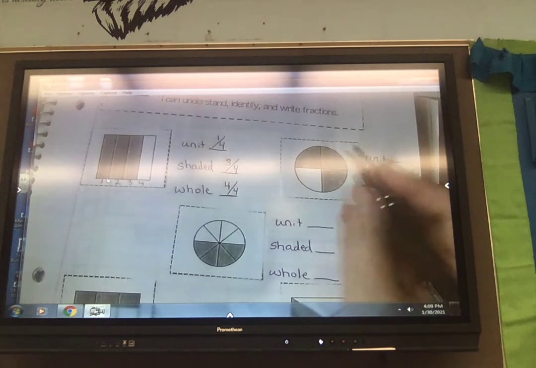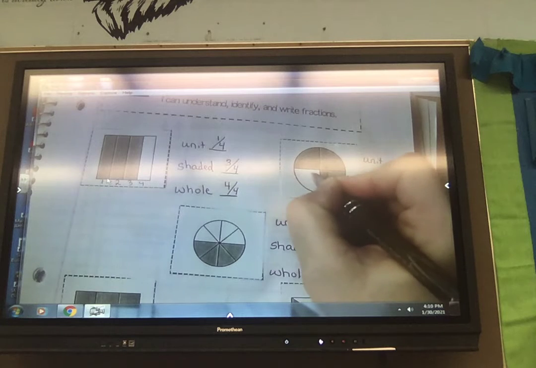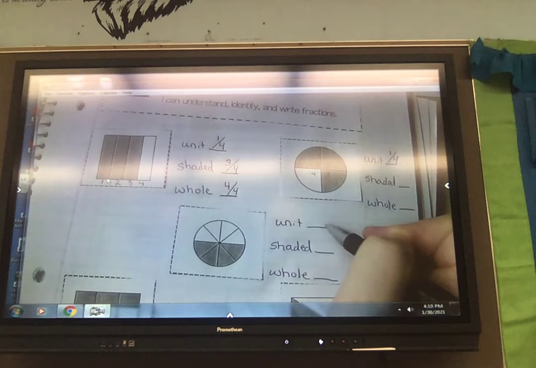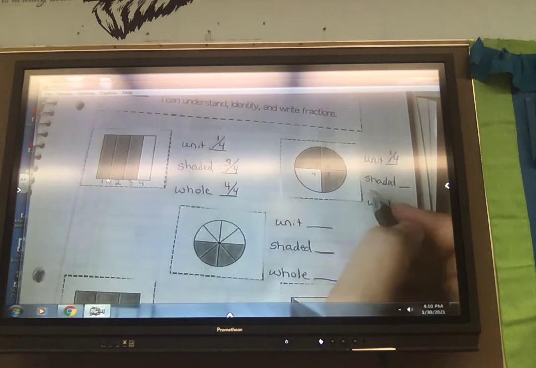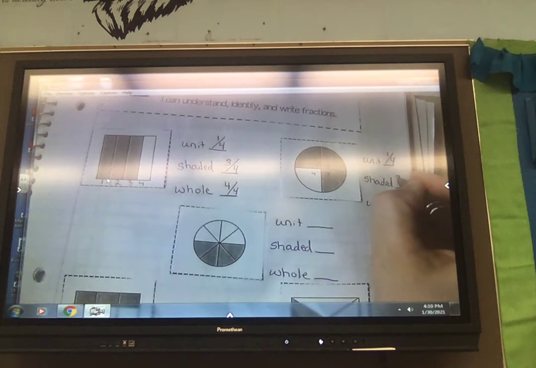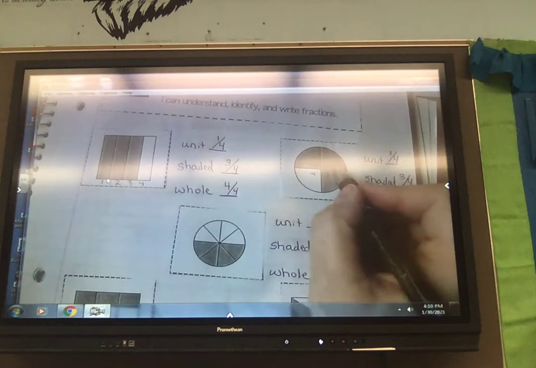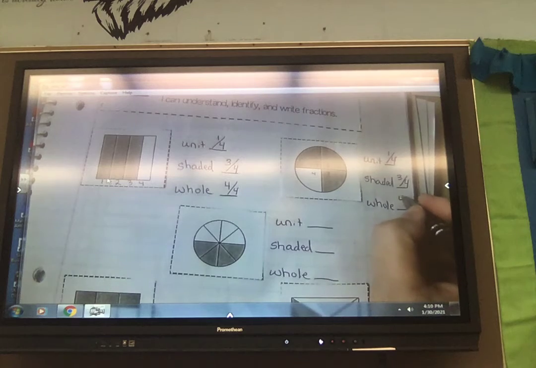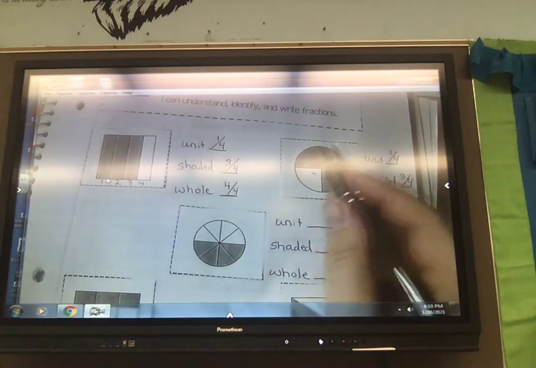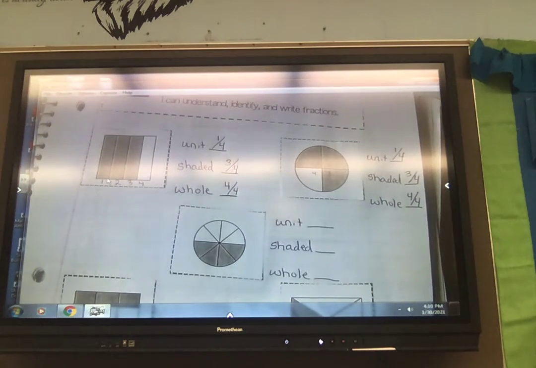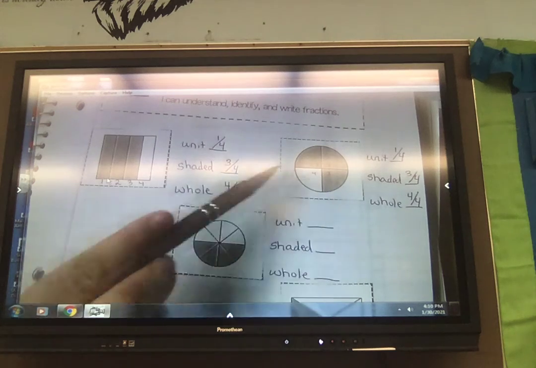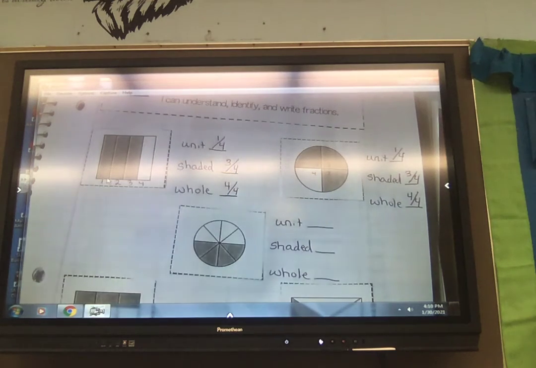My unit fraction on the circle is also 1/4 because there are 4 total pieces. My shaded fraction on the circle is also 3/4 because 3 of the 4 pieces are shaded. And my whole fraction again is 4/4 because there are 4 total 1/4 pieces. So these 2 match, even though they're not the same shape, their fractional parts are the same.